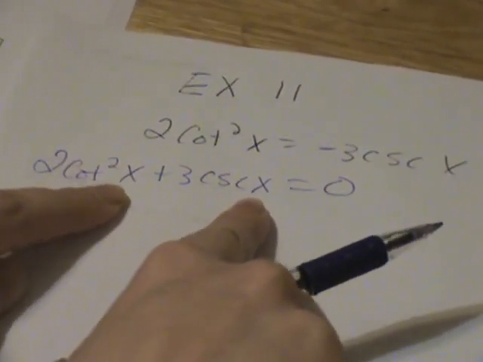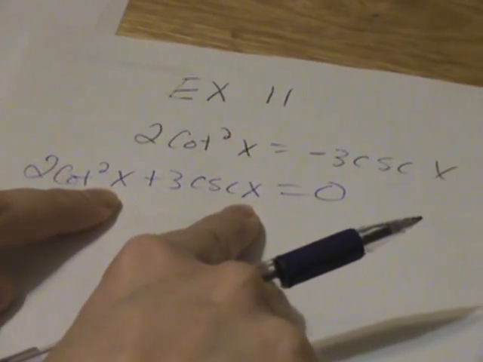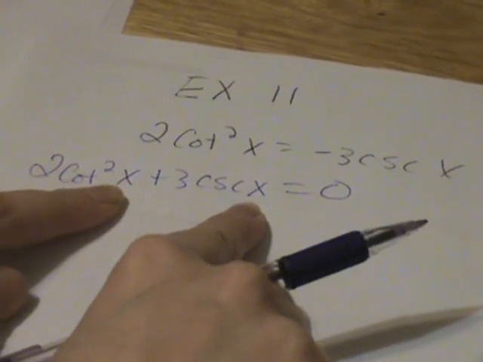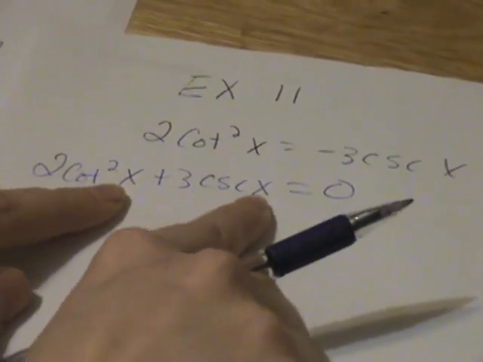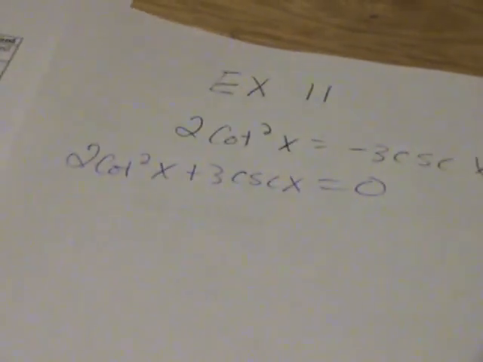You can factor in x. No, you can't. That's the angle. You can't touch that. You have to leave it where it is. I can't have a cotangent squared and nothing over here. I can't have a cosecant and nothing here. That's the angle. Don't mess with the angle. I cannot factor out an x.